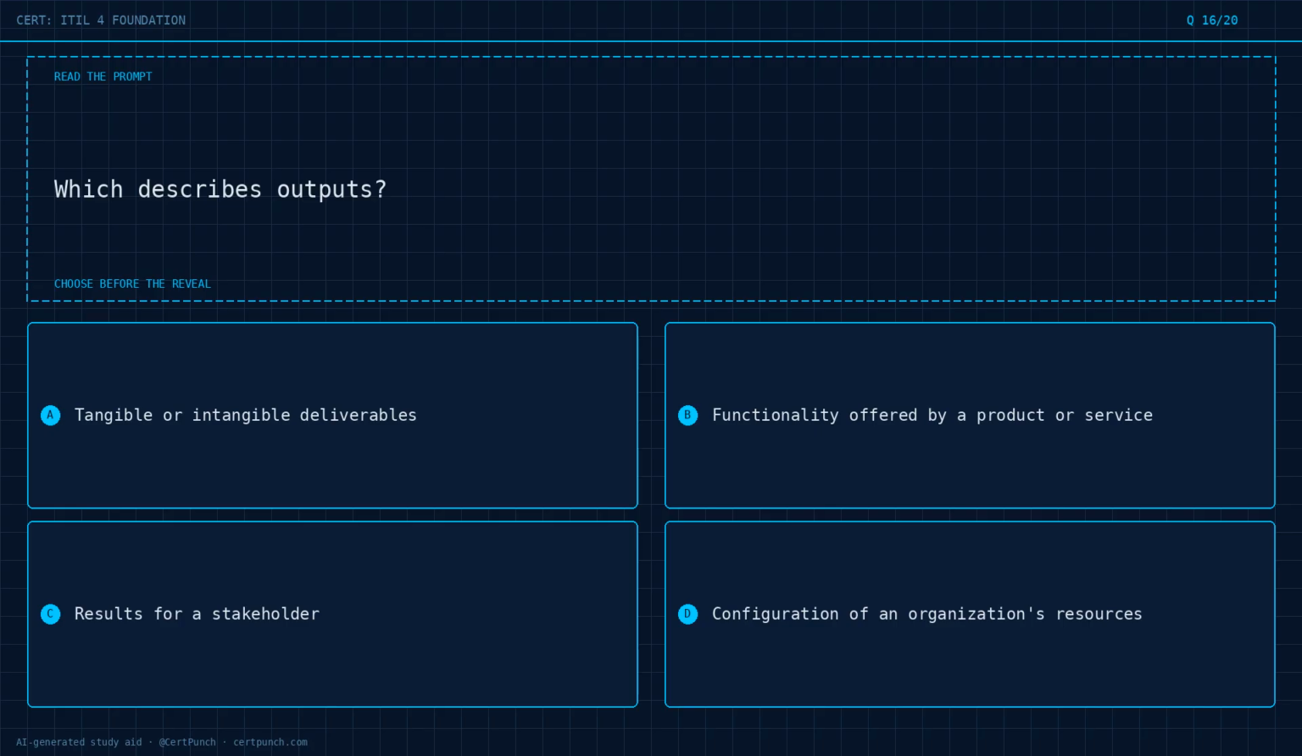Question 16 of 20. Which describes outputs? Option A. Tangible or intangible deliverables. Option B. Functionality offered by a product or service. Option C, results for a stakeholder. Option D, configuration of an organization's resources. Make the call before the reveal. Hold the line on it. The answer is option A.